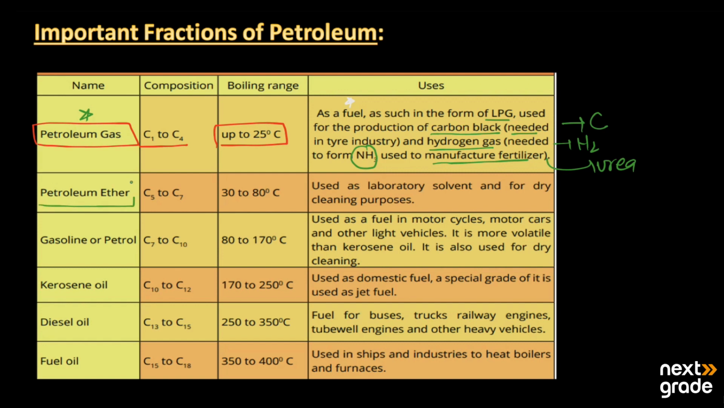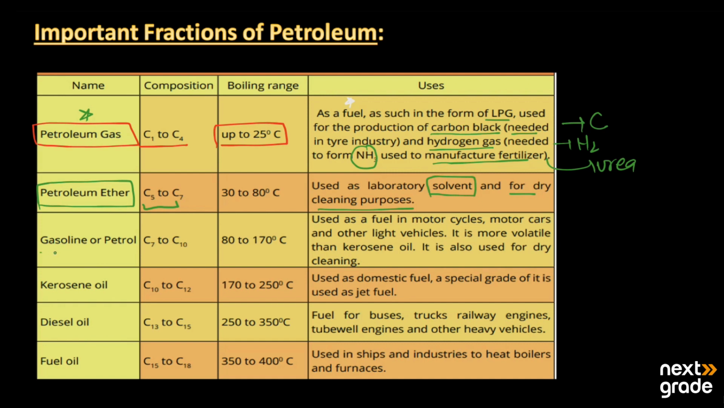Then the petroleum ether contains carbon 5 to carbon 7, and its boiling range is 30 to 80 degrees Celsius, and it is used in the laboratory as a solvent and for dry cleaning purposes.